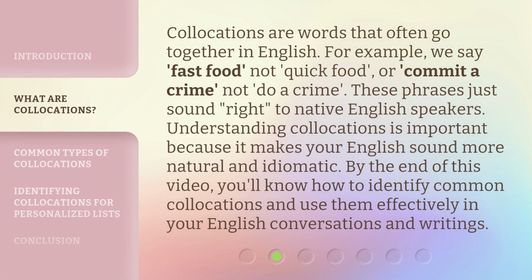Collocations are words that often go together in English. For example, we say, fast food, not, quick food, or, commit a crime, not, do a crime. These phrases just sound right to native English speakers. Understanding collocations is important because it makes your English sound more natural and idiomatic. By the end of this video, you'll know how to identify common collocations and use them effectively in your English conversations and writings.